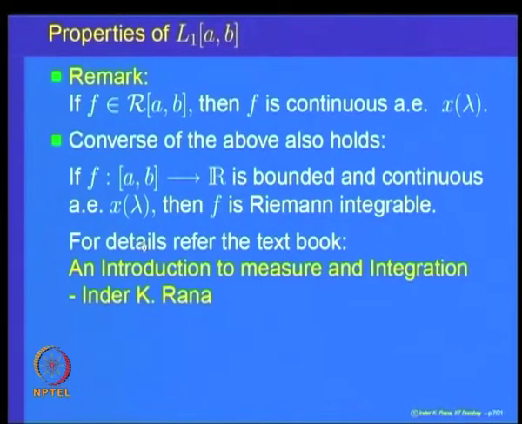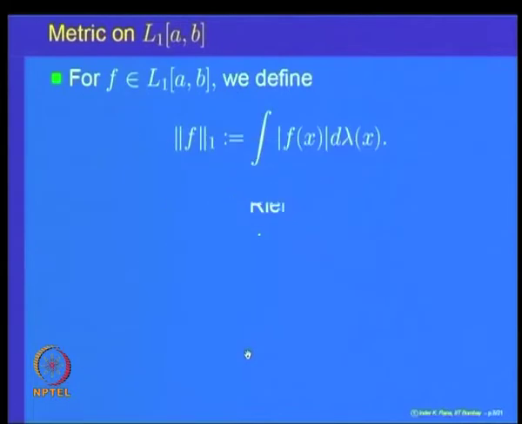But what we wanted to indicate is that the proof of one part of the theorem, namely that a Riemann integrable function should be continuous almost everywhere, is already included in the proof of the fact we just proved, that Riemann integrable implies Lebesgue integrable. So, that is one of the properties of the space L 1 of A B, that R A B, the space of Riemann integrable functions, is in L 1 A B.